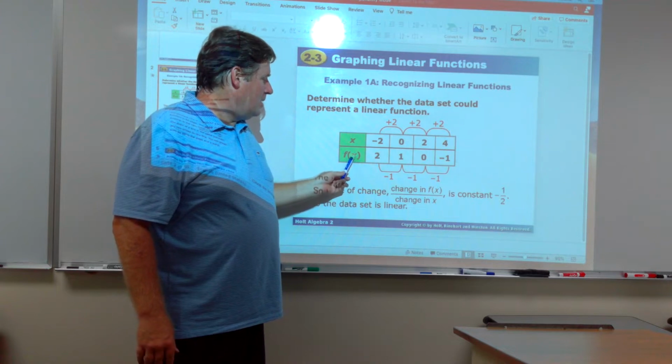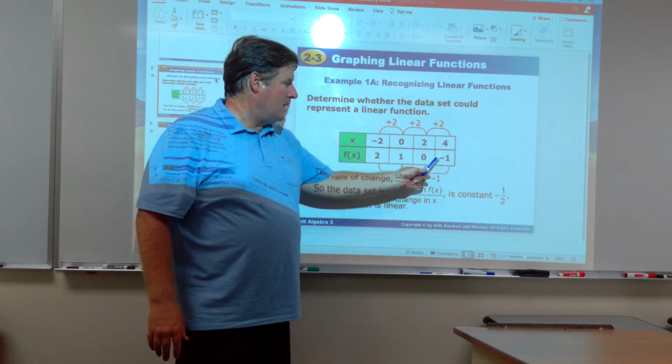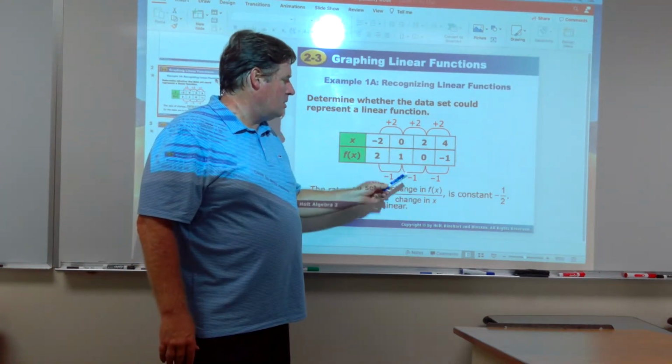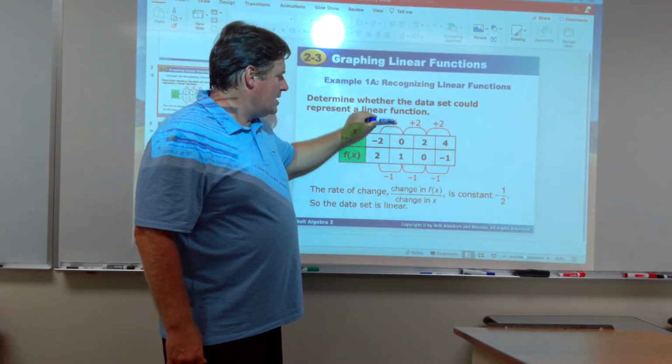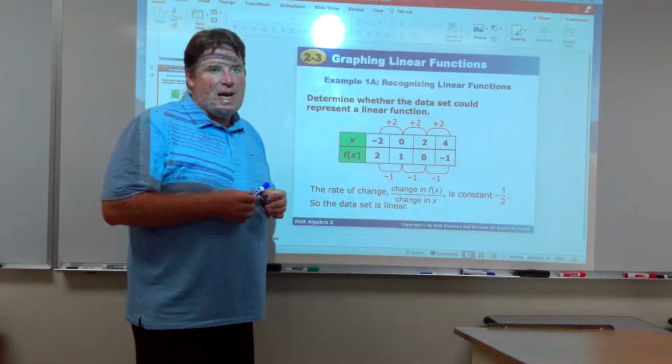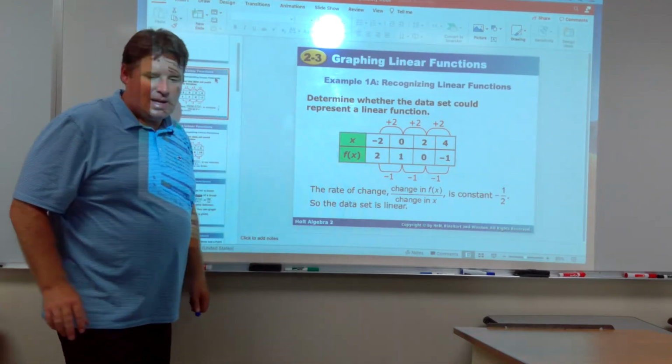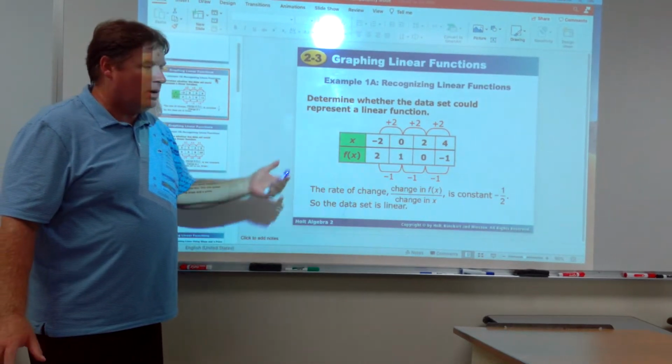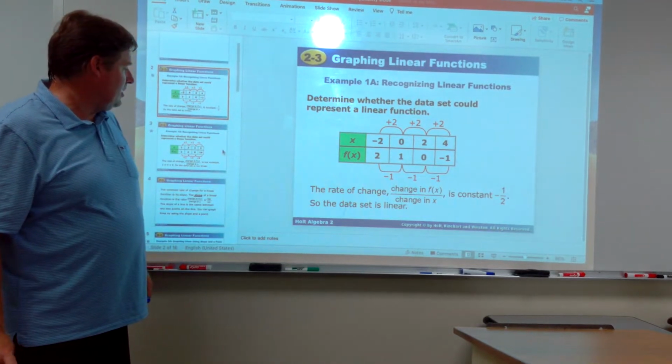And as we can tell here, our y's are going down by 1. At the same time, our x's are going up by 2. So our slope between each one is going to stay the same at negative 1/2. So as long as that slope stays constant, then we know that this would be an example of linear. When in doubt, you can always graph it too, and if it looks like a line, it's linear, obviously.